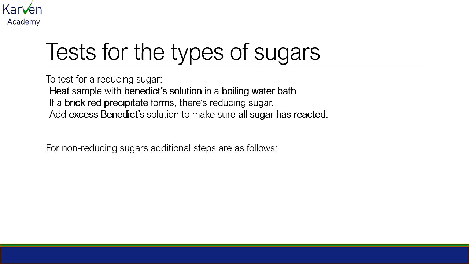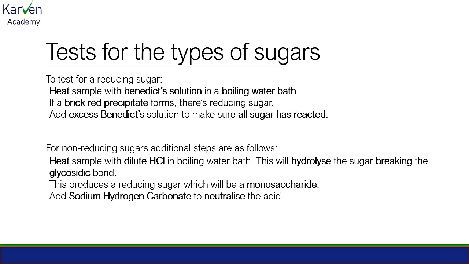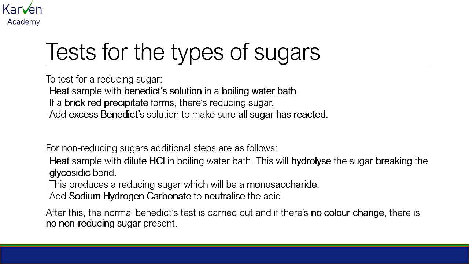For non-reducing sugar, you have to carry out additional steps, and these are the steps. Heat the sample with a dilute hydrochloric acid in a boiling water bath, and this will hydrolyze the sugar, breaking the glycosidic bonds, and the reducing sugar made is a monosaccharide. Add sodium hydrogen carbonate, an alkali, to neutralize this acid in order for the Benedict solution test to work, and carry out a normal Benedict's test, and if there is no color change, there is no non-reducing sugar present, so there is no sugar at all.